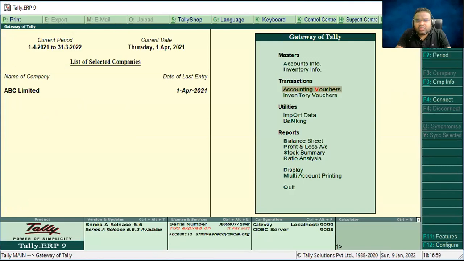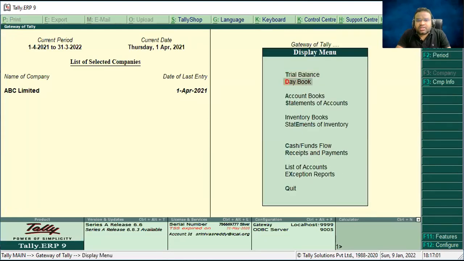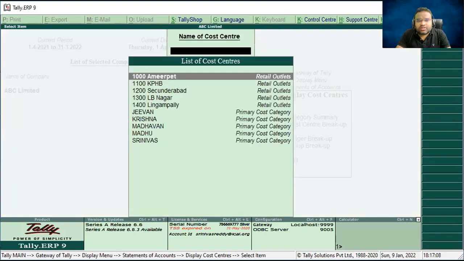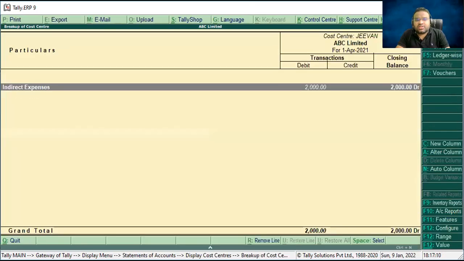Now you find out, go to cost center reporting, display, books, cost centers. If you want cost center breakup, Jeevan, this is your paid 2,000 rupees. You can report straight away. Allowances, separate ledger under again cost center.